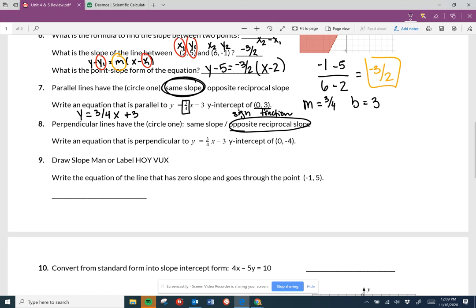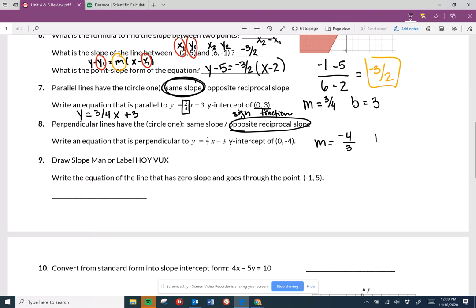Okay, so we're going to flip the sign and we're going to flip the fraction. So if we have a slope of positive 3 over 4, our new slope for our perpendicular line is going to be negative 4 over 3. Okay, it changed from a positive to a negative, and we flipped our fraction upside down.